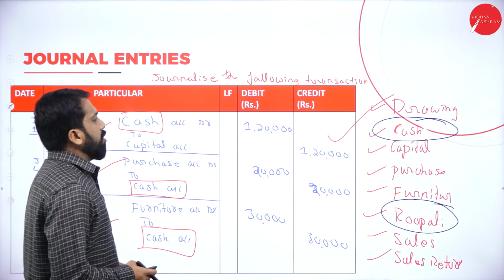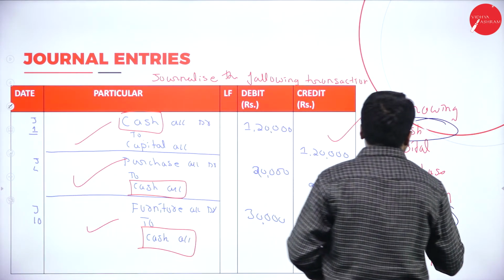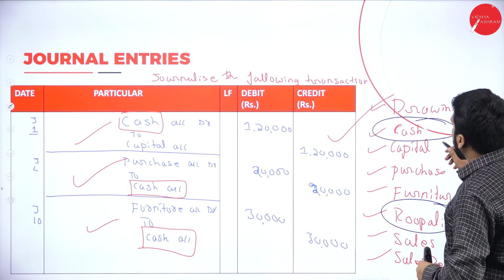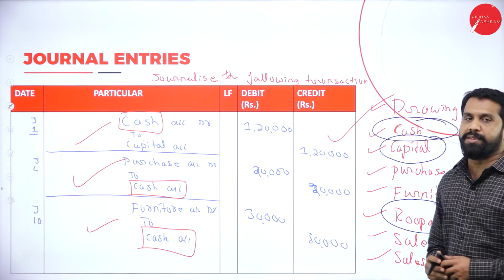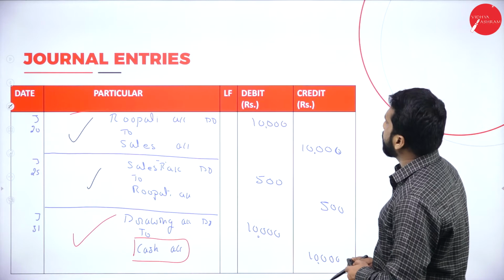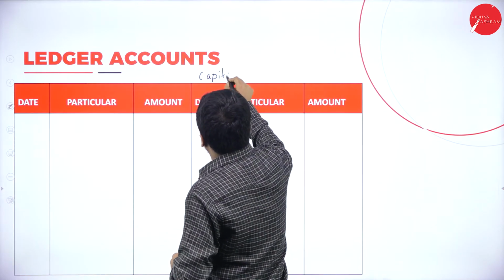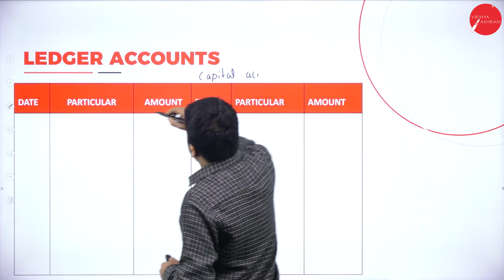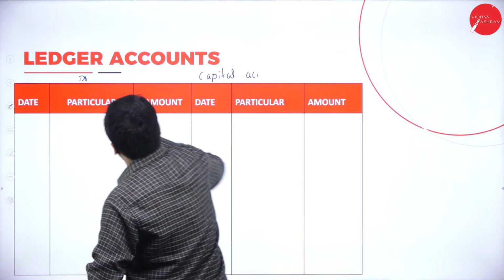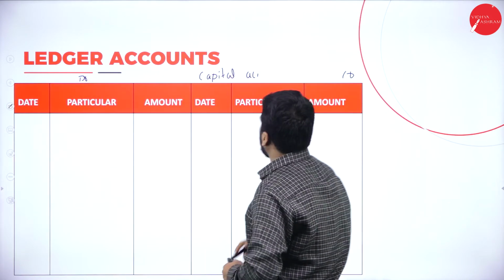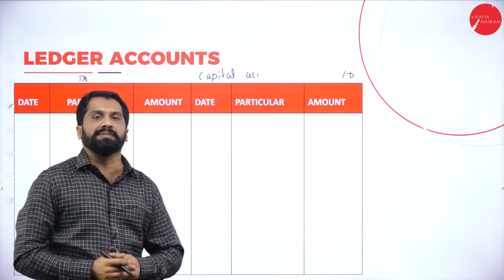Now, out of this, we completed cash and we completed Rupali. We'll do the capital account now. What you have to write is capital account. This side must be debit and this side must be credit. Debit as well as credit.